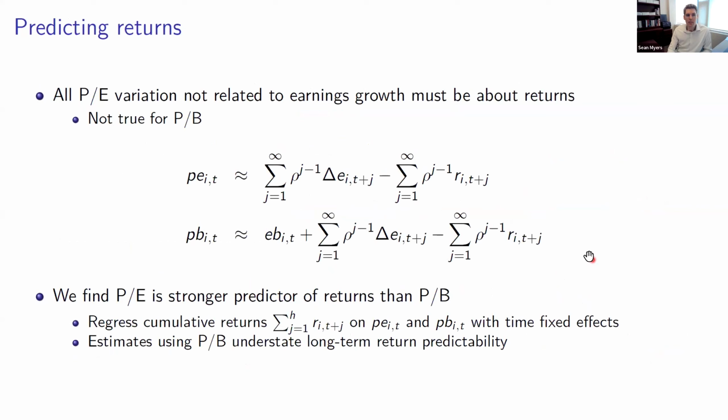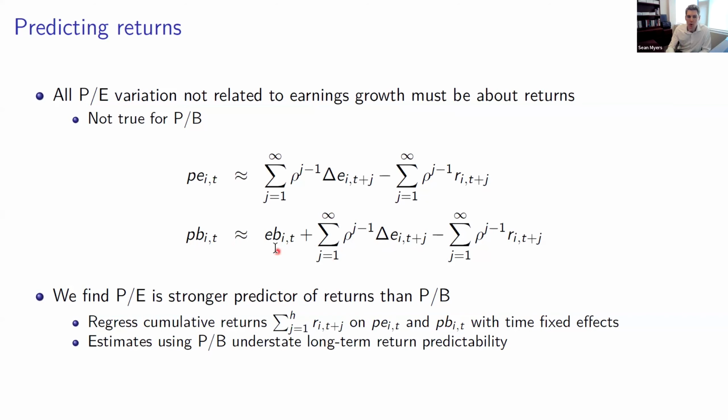The main point I want to emphasize here is that from these identities, we know that all variation in price earnings ratios that's not related to future earnings growth needs to show up mechanically as differences in future returns, at least up to this approximation error. This is not true for differences in price book ratios. So differences in price book ratios that are not explained by future earnings growth could show up as future returns, or it could just be related to this current earnings to book ratio component.